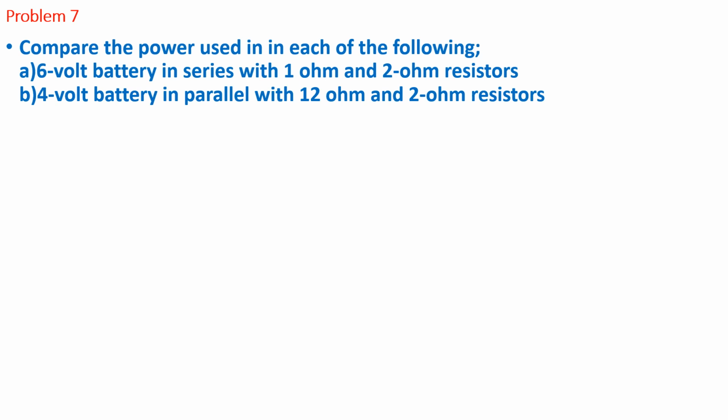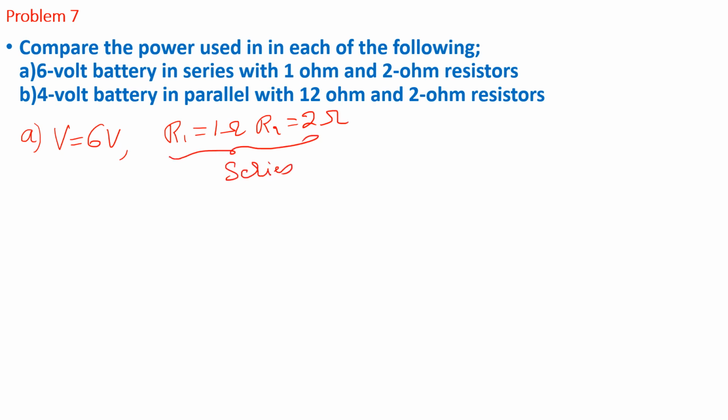Next question: compare the power used in each of the following. We shall discuss one by one. We need to find out the power in A as well as the power in B. First case A: potential difference V equal to 6 volt, and resistors R1 equal to 1 ohm and R2 equal to 2 ohm, both connected in series. Then what is our aim? In order to find out P, power, we need to find out the formula for power if we have V and R only.